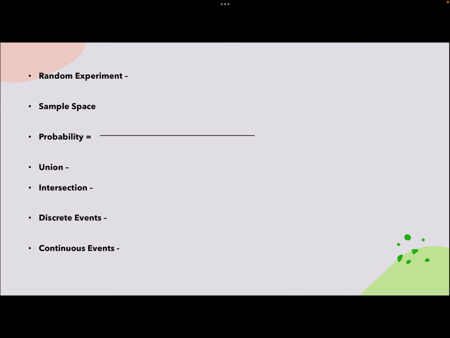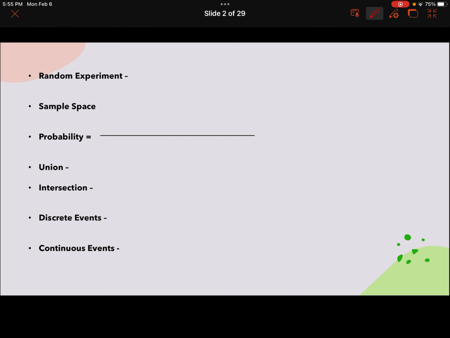The first slide is about the basic definitions. The first definition is random experiment. A random experiment will have an unknown result and different outcomes. It must have different outcomes, and we should not know what the result will be.